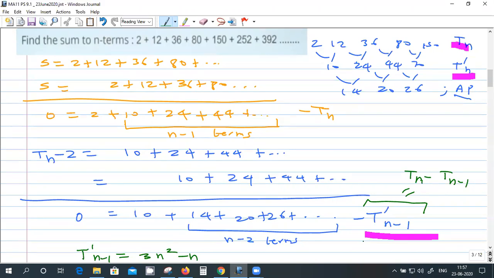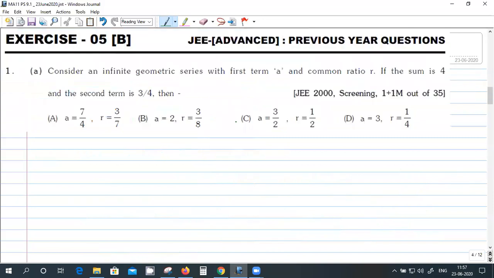Okay. Right. I'll leave it to you to figure out. Try this one.